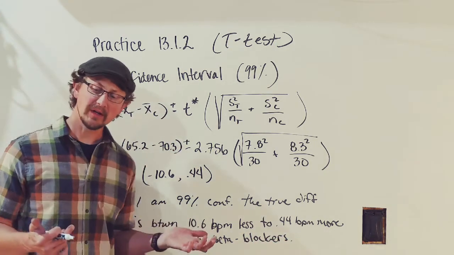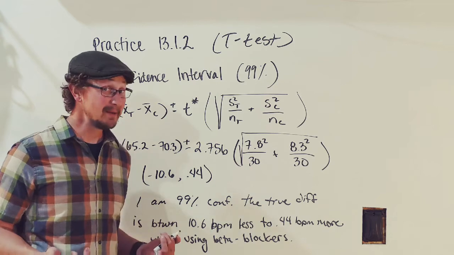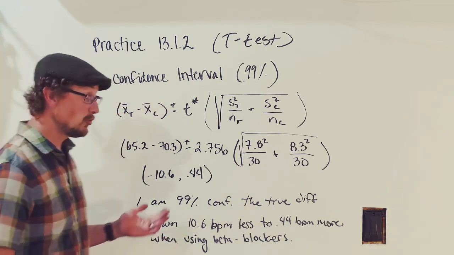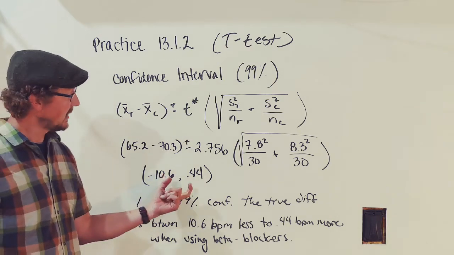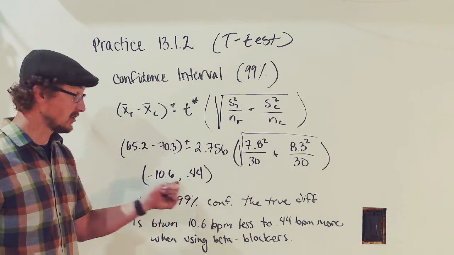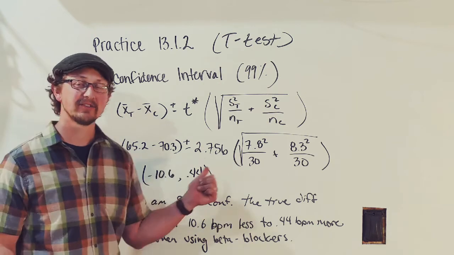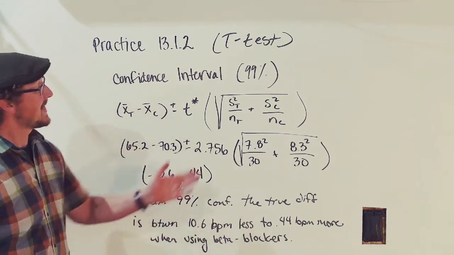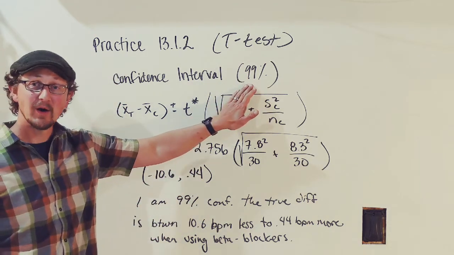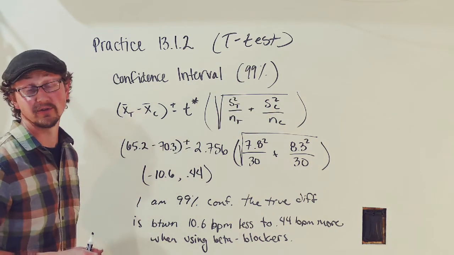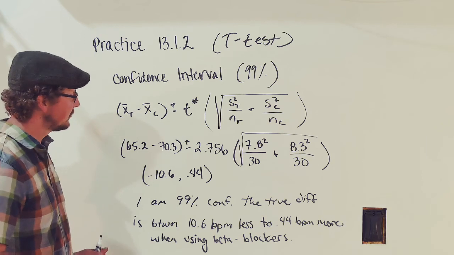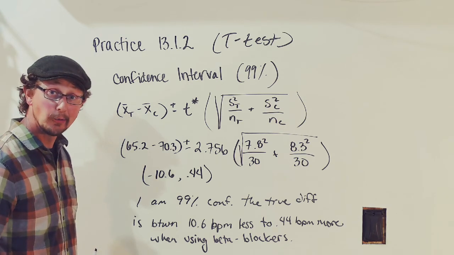All right, so that went over 0. So it could be the fact that beta blockers don't do anything, right? That's in the realm of possibility. However, there's a lot more on the negative side than there is on the positive side. If we were less confident, we might find that that would shrink up our interval a little bit. So there you go. Hope this helped.